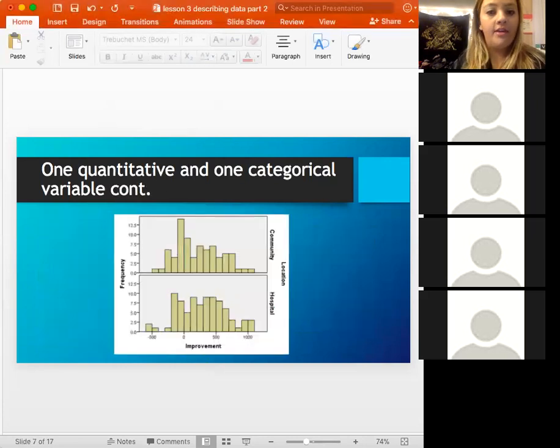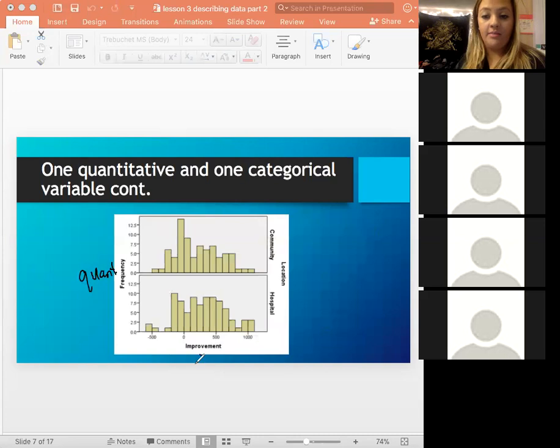Okay, and then quantitative and categorical variables continued. This is in terms of the fact that you can also do it with histograms. This is very similar to when we did the dot plot with groups. So here, our frequency, this is our quantitative variable again, and then improvement is going to be our categorical variable. It's the same idea as a dot plot, except we use this for larger sample sizes, because we can put basically any type of range within the bars.